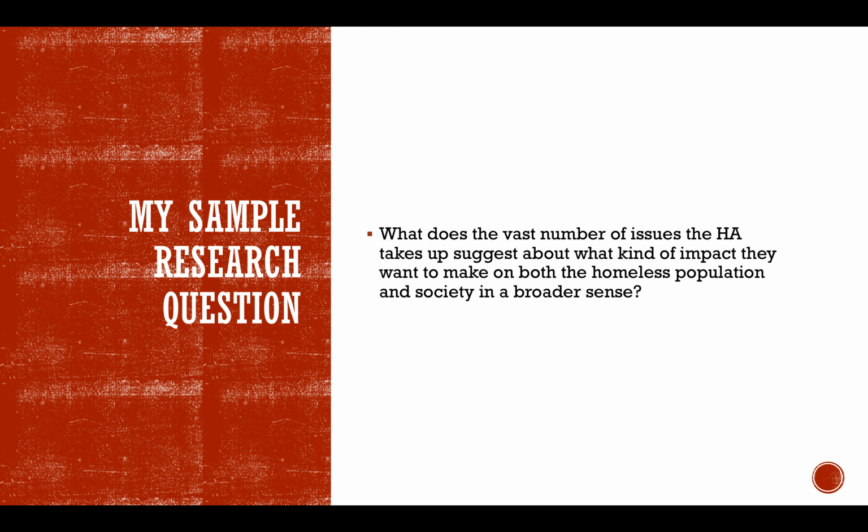Here's my sample research question that I actually used in the center of that idea map I just showed you, and then I started answering it in little pieces that were my main bubbles coming off of it. What does the vast number of issues the Homeless Alliance takes up suggest about what kind of impact they want to make on both the homeless population and society in a broader sense? That was my big research question, and I'm thinking about how if I really dig into these certain aspects, it's going to point me back to a value.